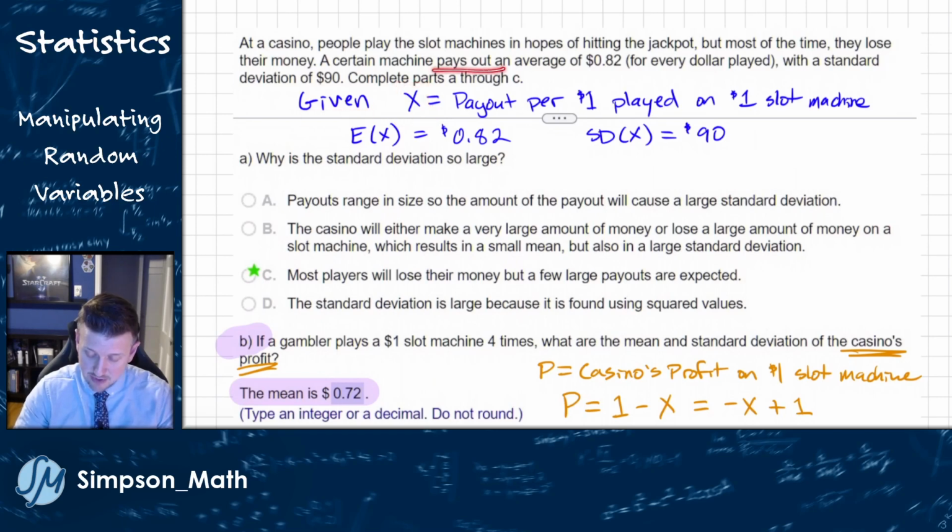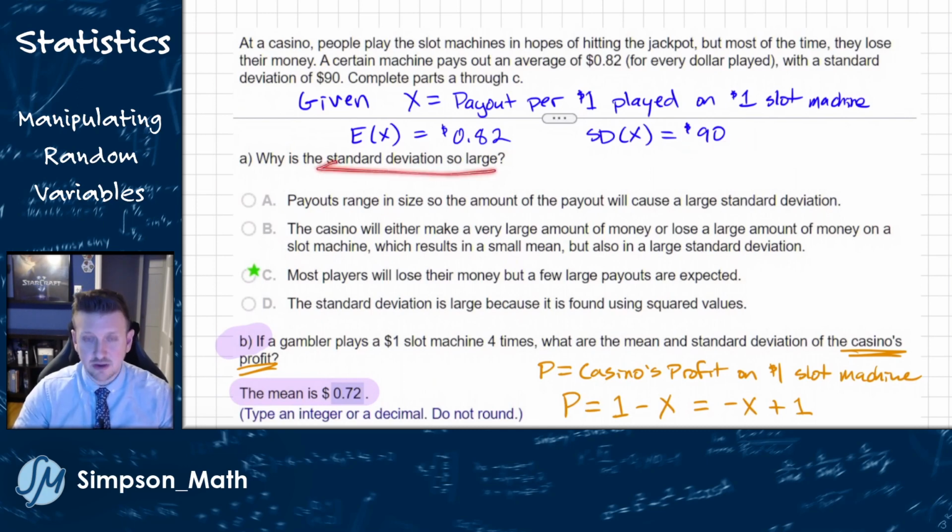The machine pays out an average of 0.82. So I'm going to define x as the payout per $1 played on a $1 slot machine. So the expected value of x is 82 cents, and the standard deviation is $0.90. So the payout is only 82 cents for the player, though they paid $1, so they're really losing 18 cents. But the spread is 0.90.